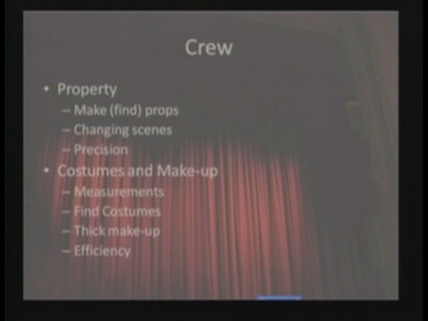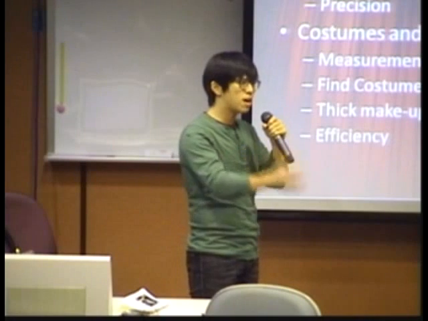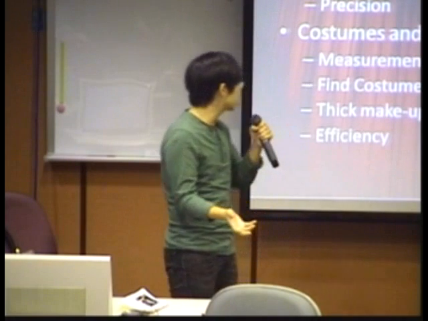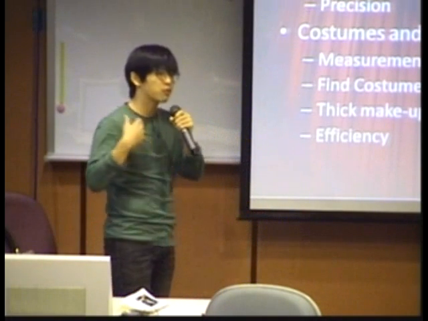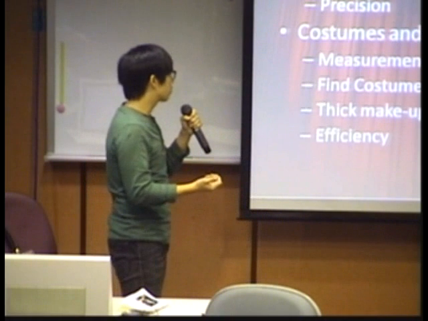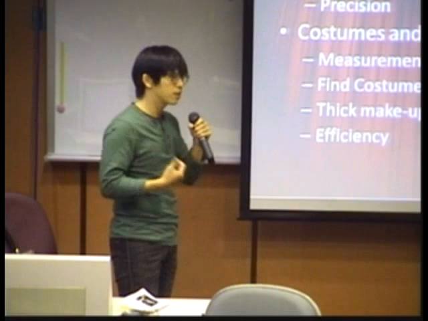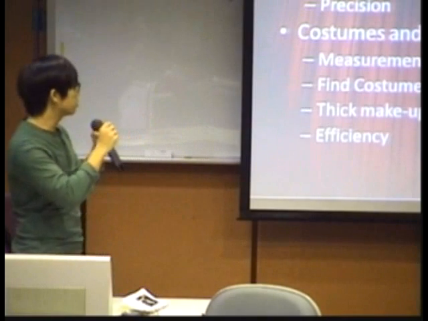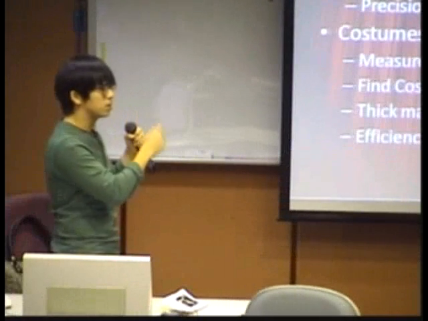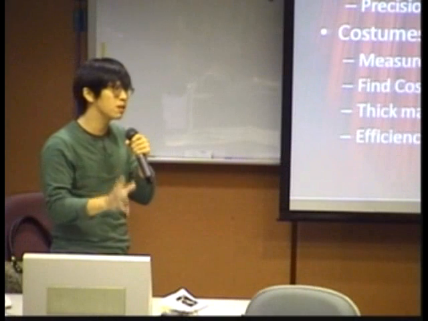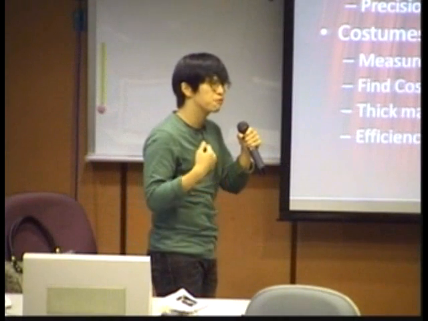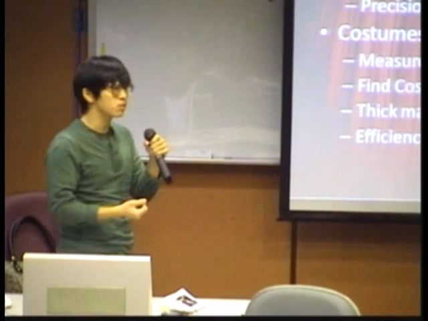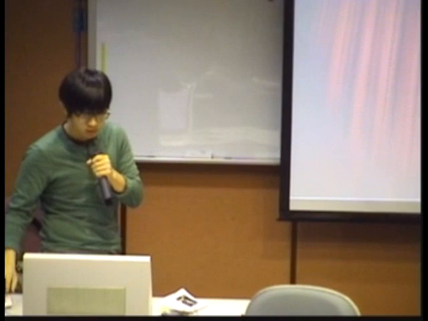Costumes and makeup. For costumes, you have to do your measurements. For further productions, you have to measure the sizes of all the actors and actresses, and you have to find costumes, or sometimes you have to buy them. For makeup, the actors have to wear thick makeup to make their facial expressions pop out. And you need efficiency all the time, because in between scenes we may need to change our costumes fast, maybe in 30 seconds or 20 seconds, so it needs extreme efficiency.